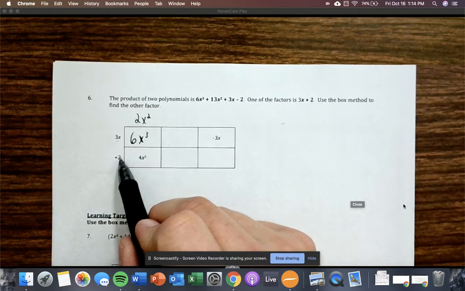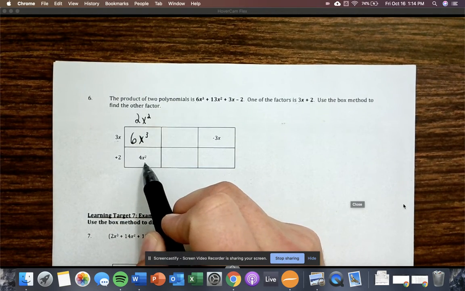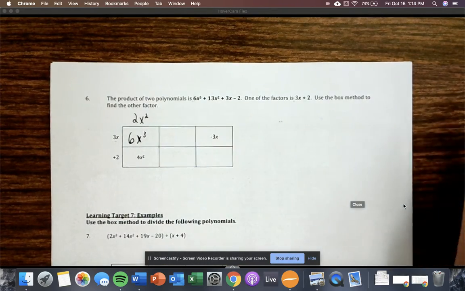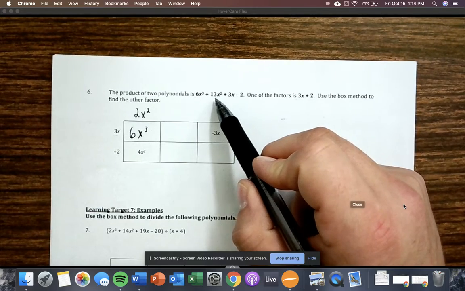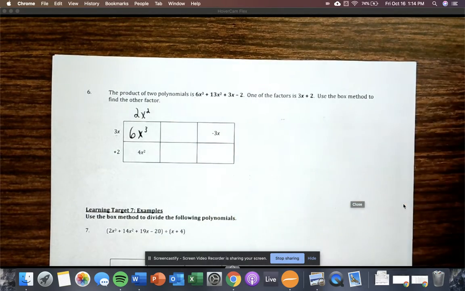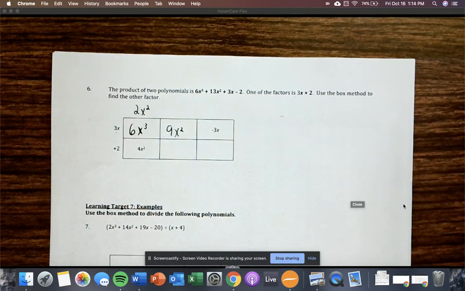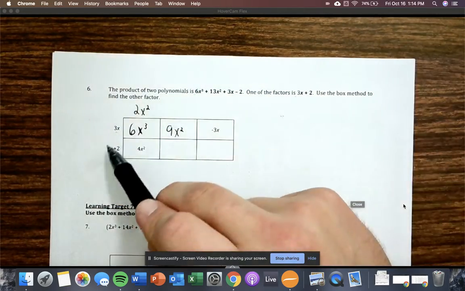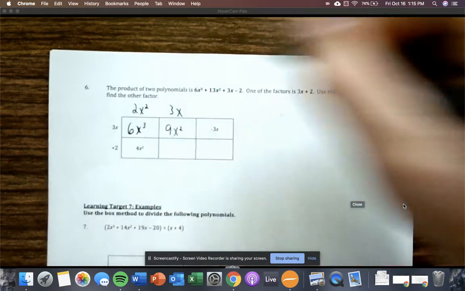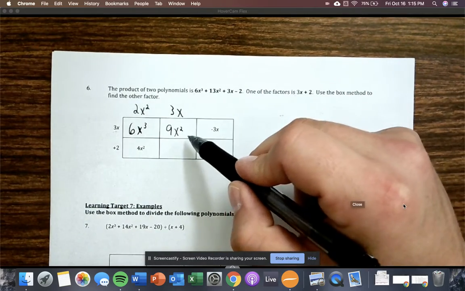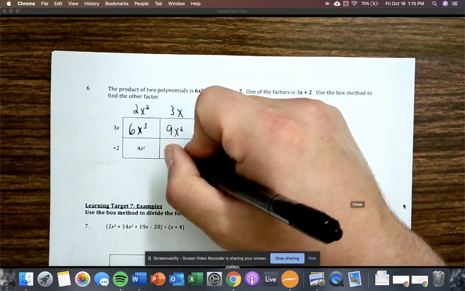Right, which helps because that'll give us this bottom one here, because 2 times 2x squared is 4x squared. So now we've got to think, okay, with our like terms, 4x squared plus what is equal to 13x squared? Well, I know 4x squared plus 9x squared is going to give me 13x squared. So then we think, okay, 3x times something has to be 9x squared, and it actually ends up being 3x, right? 3x times 3x is 9x squared. And we can even finish this off, right? 2 times 3x is 6x.